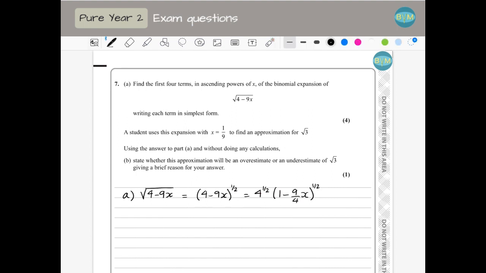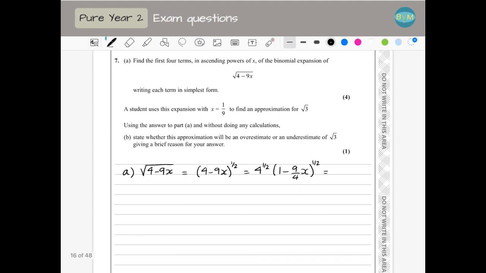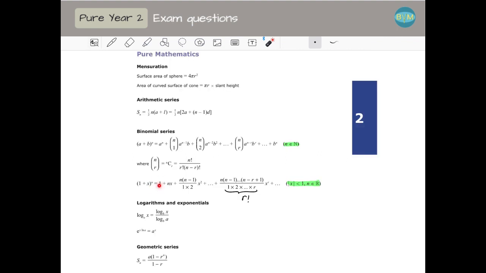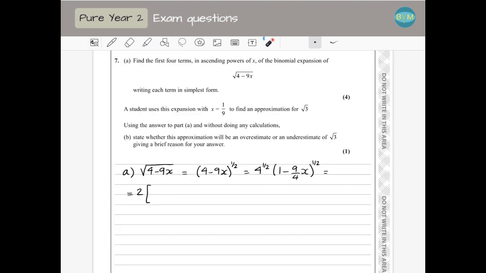Now I can expand that using the formula. 4 to the power of 1/2 is going to be 2 because it's the square root of 4. Then I expand the bracket. The formula is 1 plus nx, plus n(n minus 1) over 2 factorial x squared, and so on. Here n is 1/2, the exponent, and x is what I have here together with the sign. If it's negative, I write the negative, so all times minus 9/4 x.